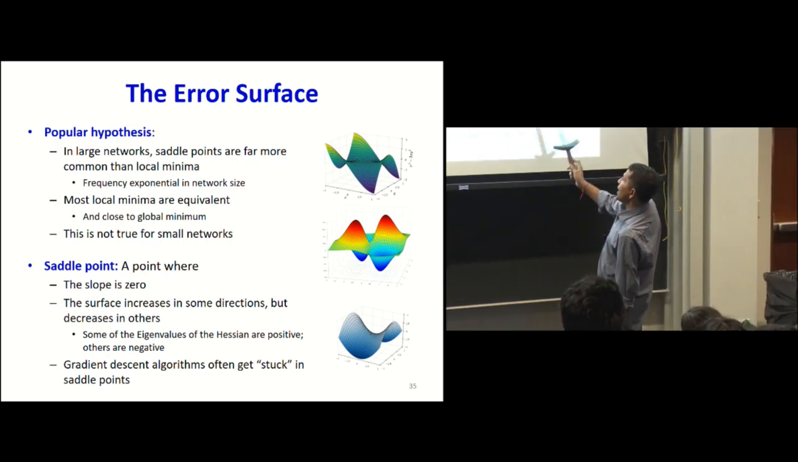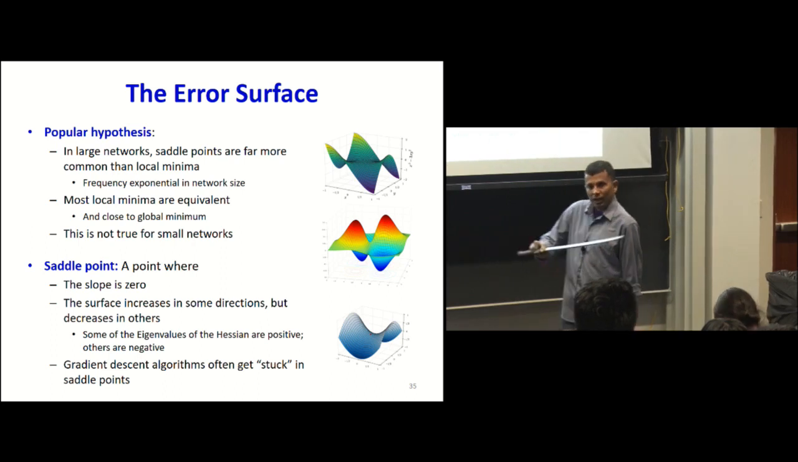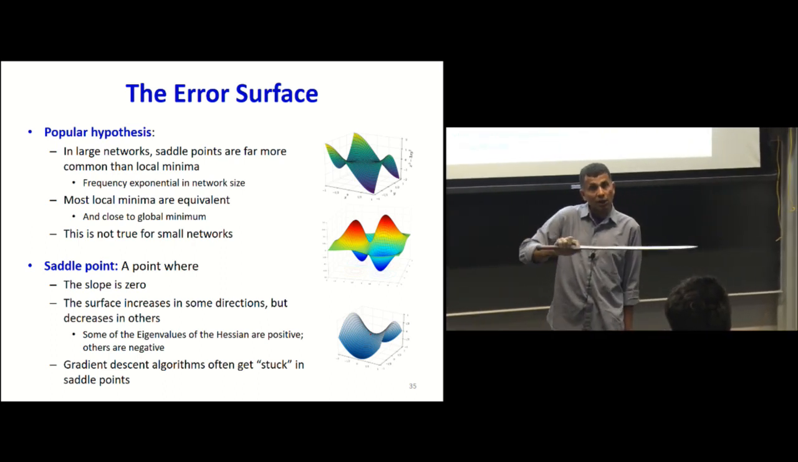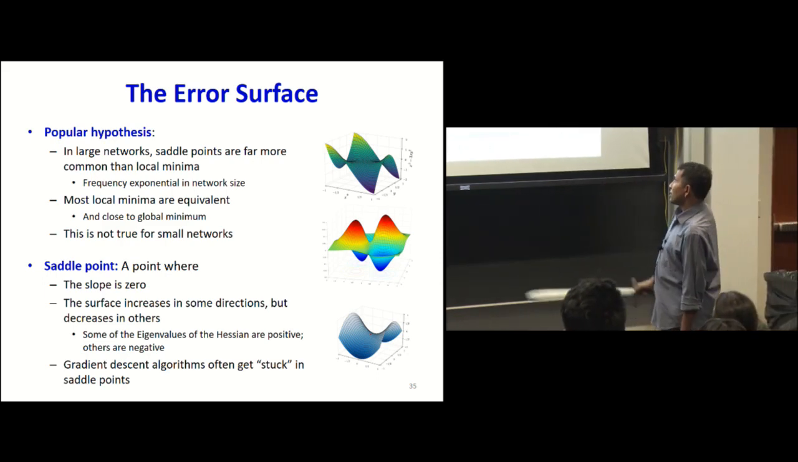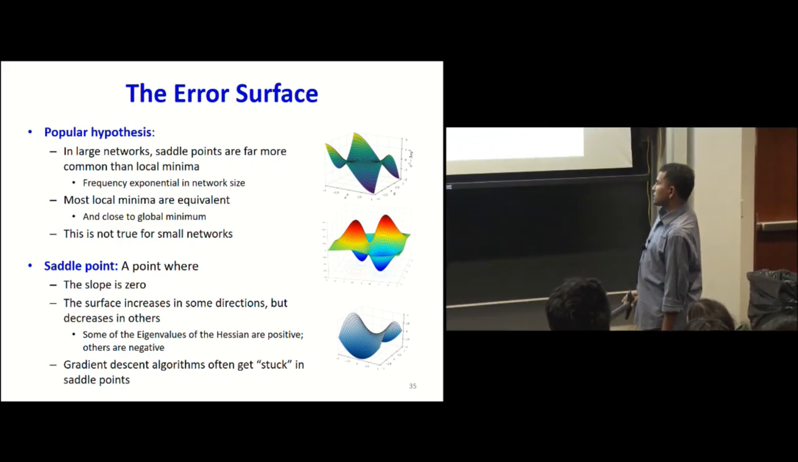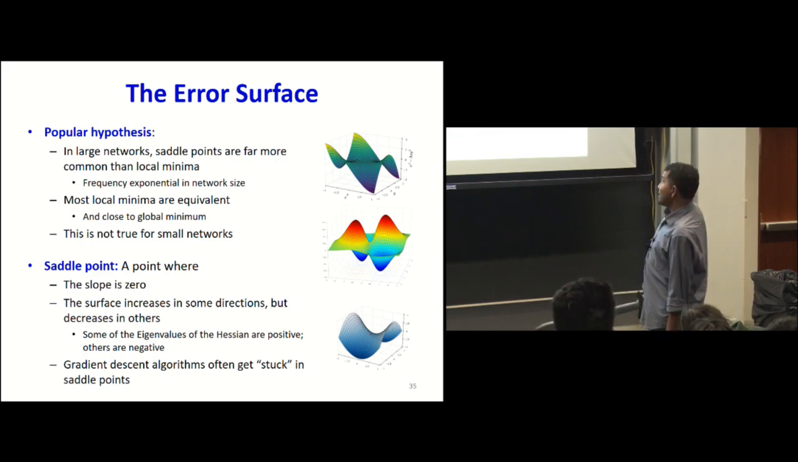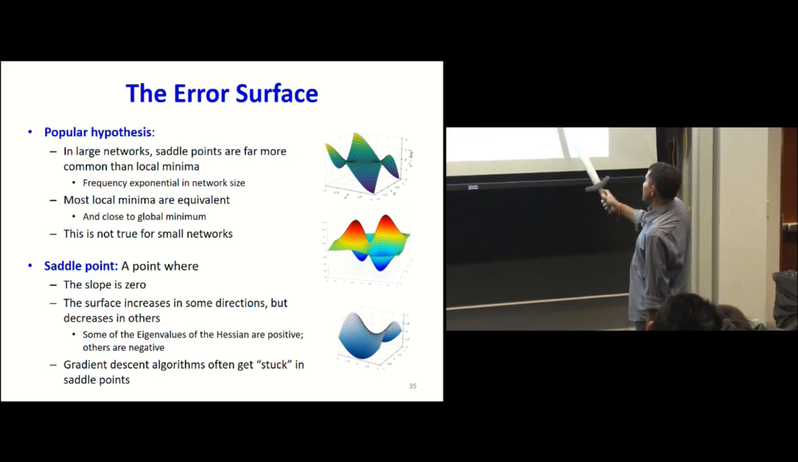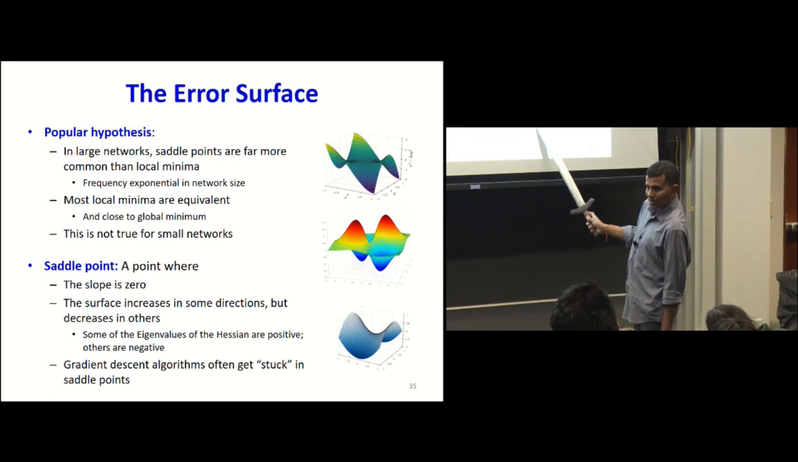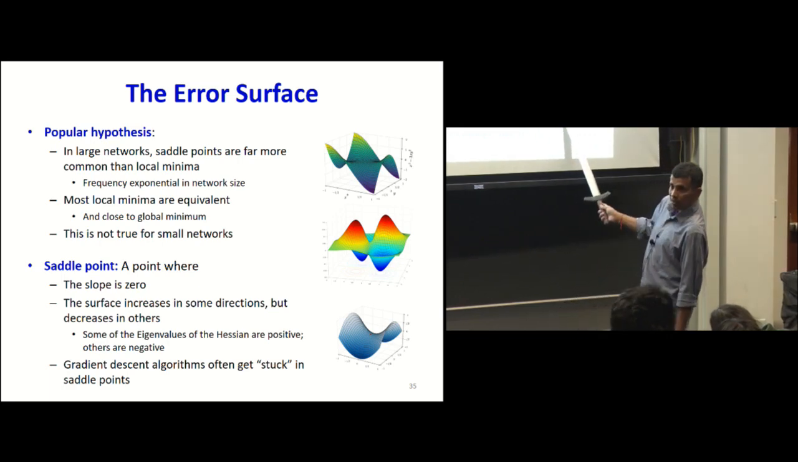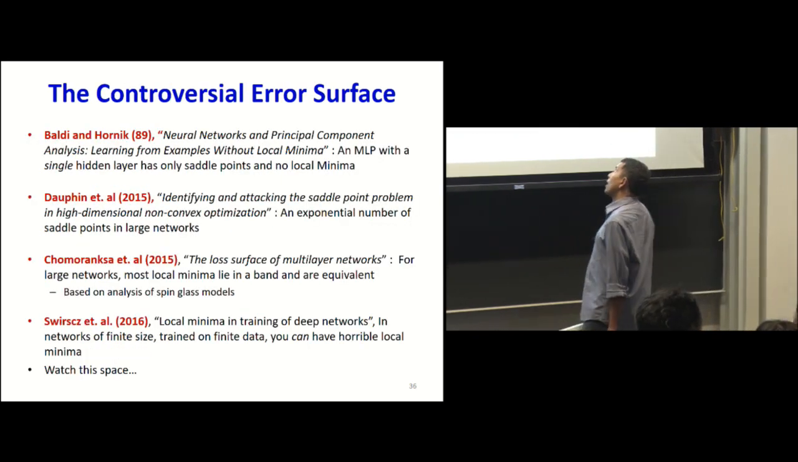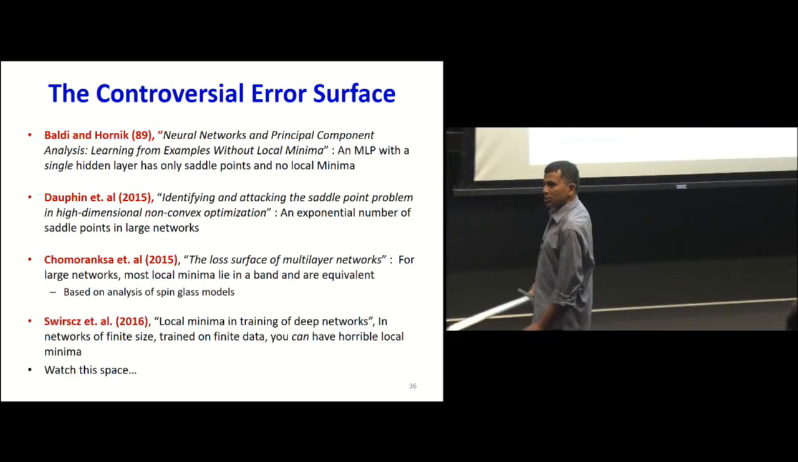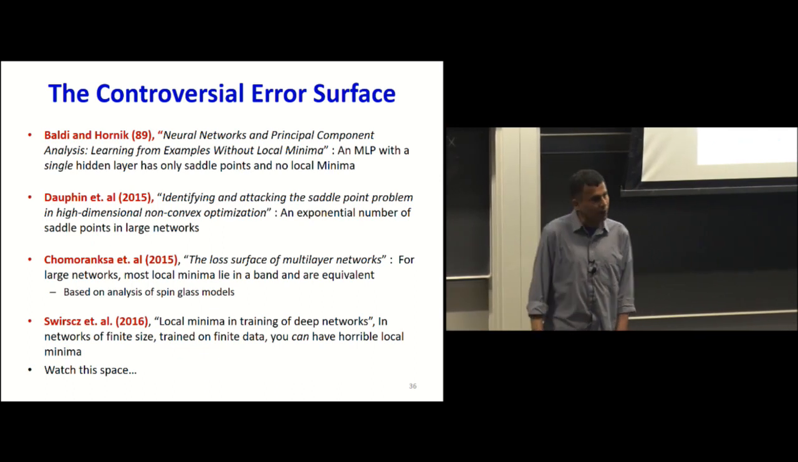And even if you have local minima, the hypothesis is that the local minima are all kind of equivalent. The loss at these local minima is going to be more or less the same. However, for small networks, this is not true. And gradient descent algorithms have this nasty tendency to get stuck both in saddle points, because at the saddle, the divergence is going to be 0, and in local minima. And so if you actually go through this literature on error surfaces, it turns out to be quite controversial.